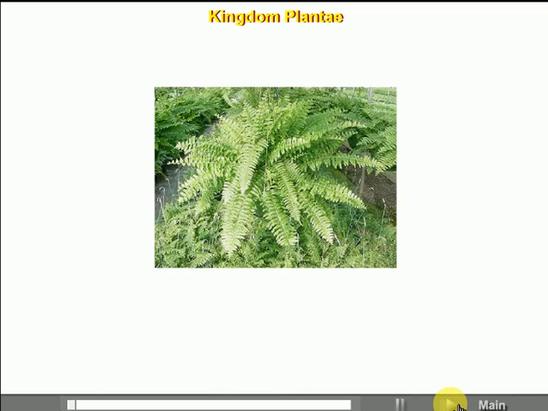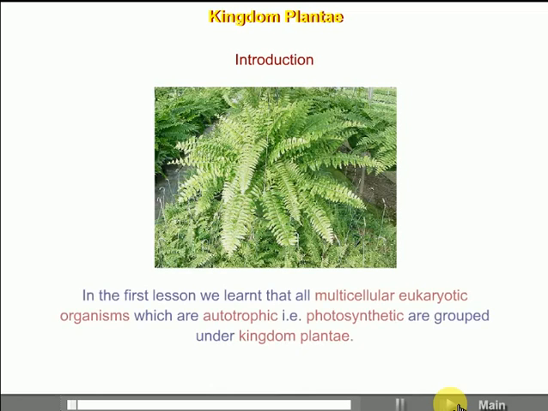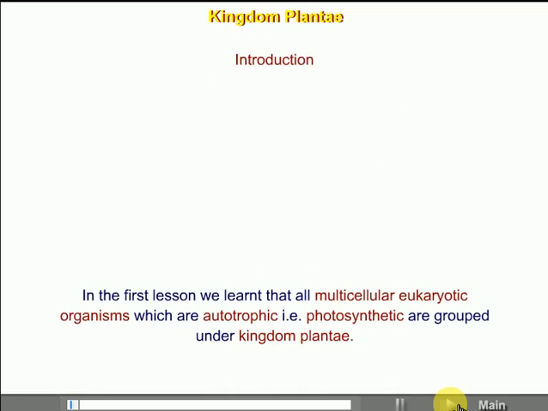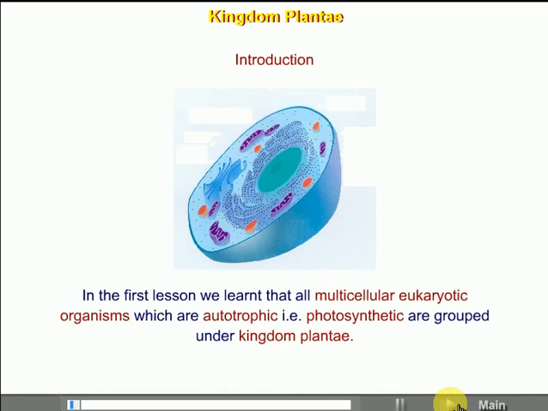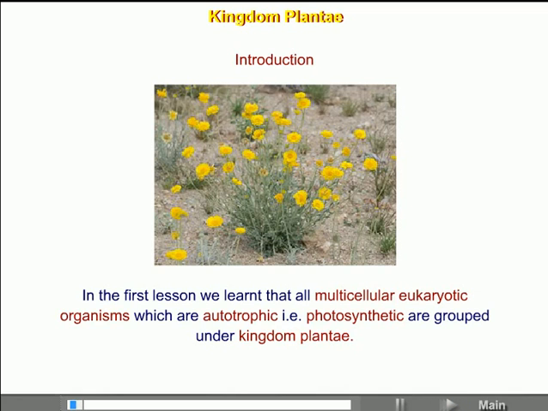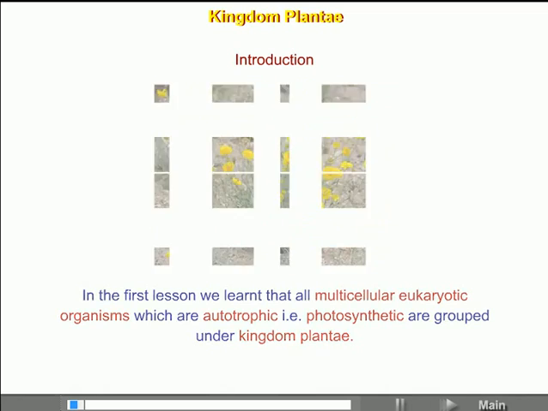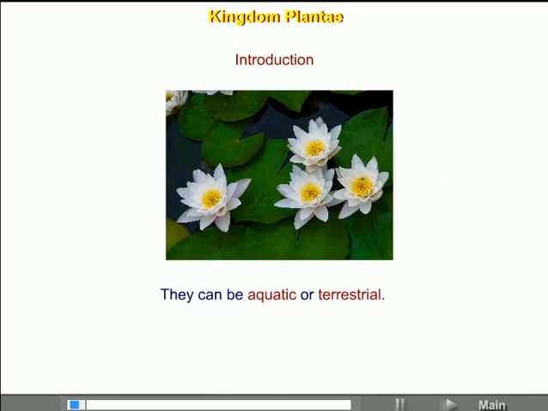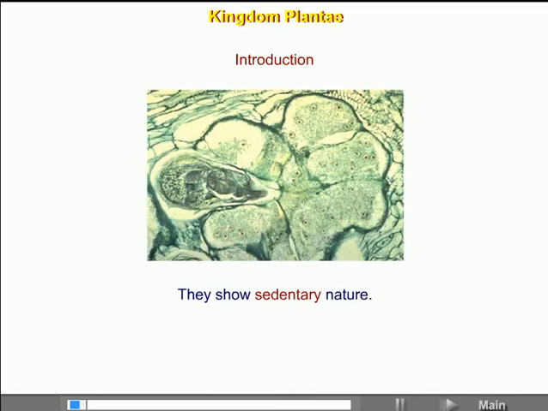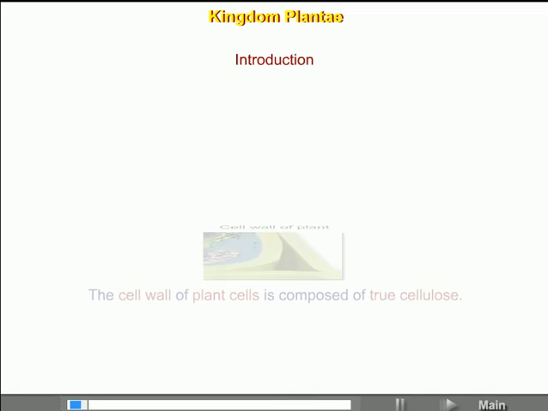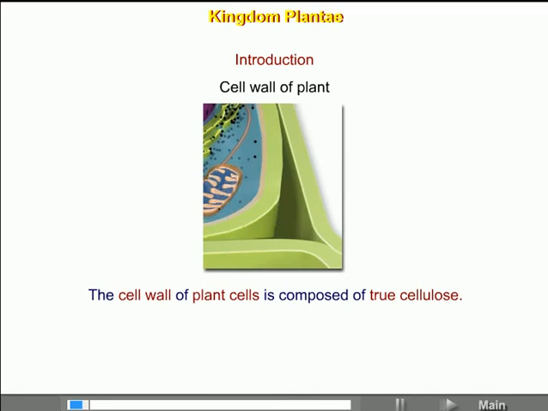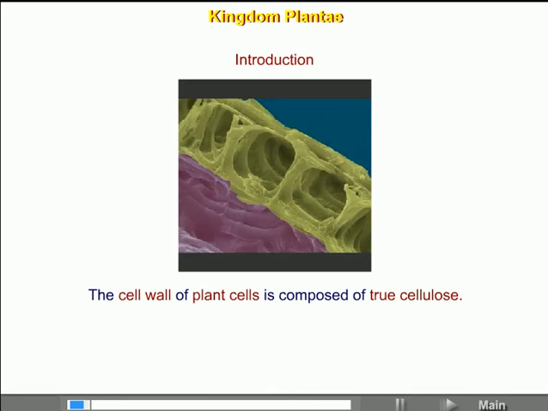Lesson 2. Kingdom Plantae. Introduction. In the first lesson, we learned that all multicellular eukaryotic organisms which are autotrophic, that is, photosynthetic, are grouped under Kingdom Plantae. They can be aquatic or terrestrial. They show sedentary nature. The cell wall of plant cells is composed of true cellulose.